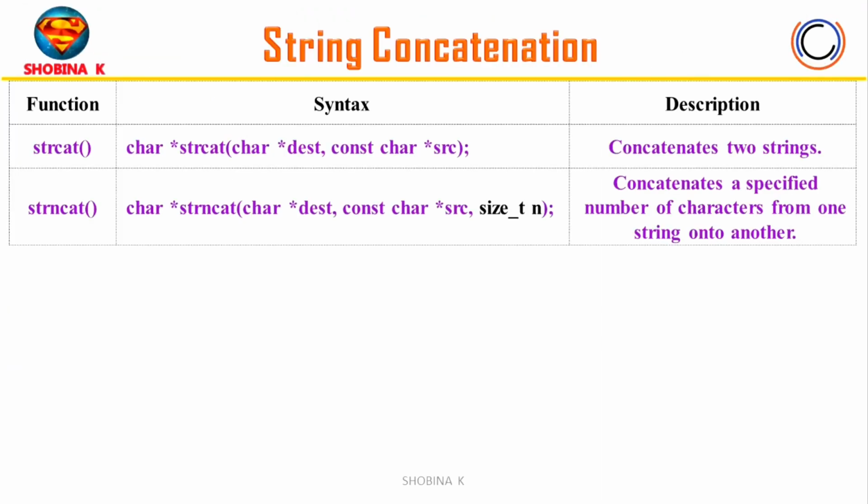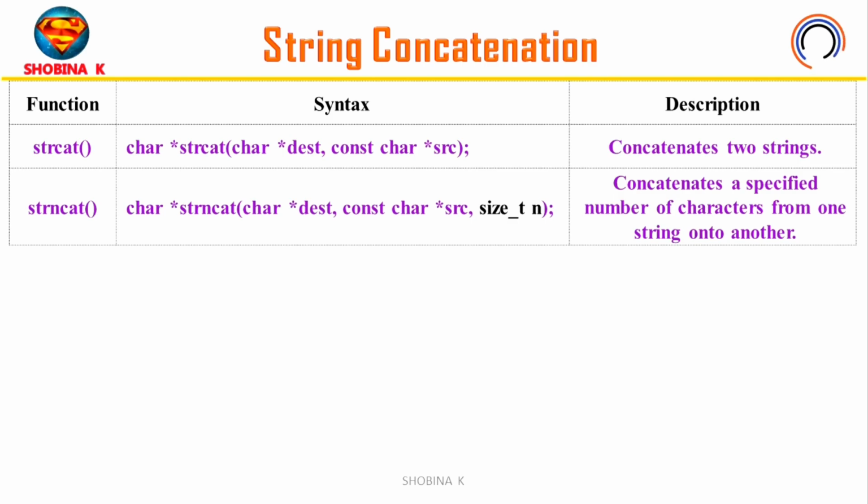And next the strncat function. The strncat function is used to concatenate at most n characters from the source string to the end of the destination string. Let's break down the syntax. Char asterisk indicates that the function returns a pointer to a character. strncat is the name of the function. Char asterisk dest, const char asterisk src, size underscore t n. These are the parameters of the function.